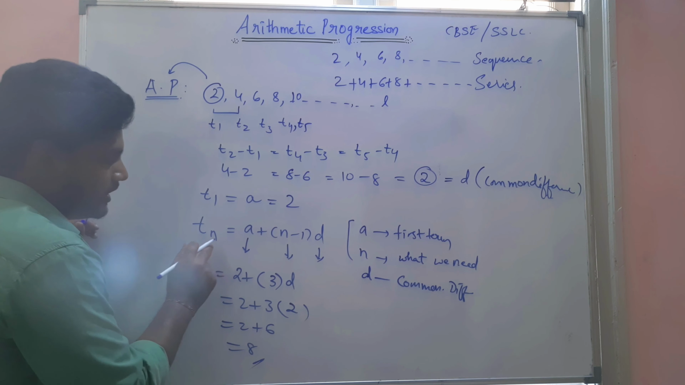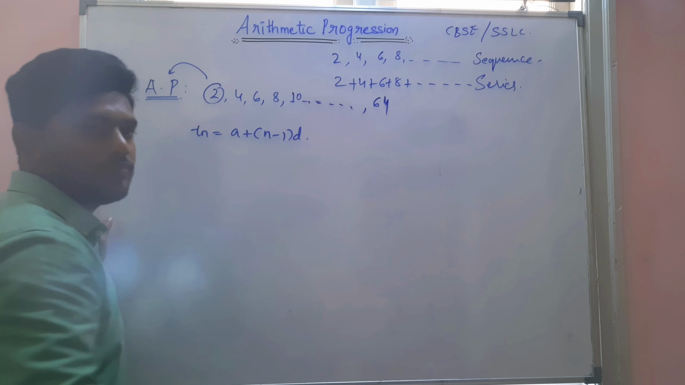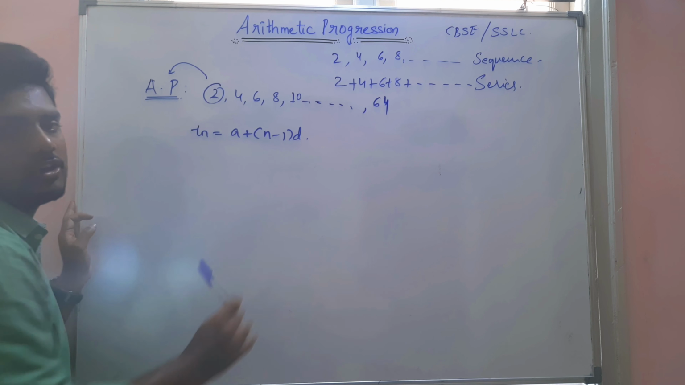2, 4, 6, up to 64. Now how do we find how many terms there are here? The number of terms can also be found by using Tn only. Tn is equal to a plus (n minus 1) into d. In 2, 4, 6, 8, 8 is the 4th term, 10 is the 5th term. Similarly 64 is the nth term, and we need to find the n value.